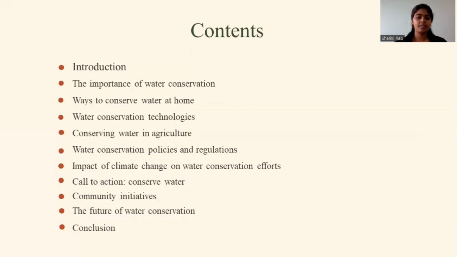Here we have the contents: introduction, the importance of water conservation, ways to conserve water at home, water conservation technologies, conserving water in agriculture, water conservation policies and regulations, impact of climate change on water conservation efforts, call to action, conserve water, community initiatives, the future of water conservation, conclusion.